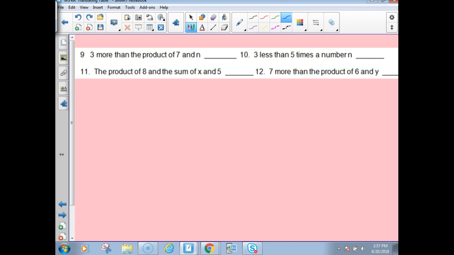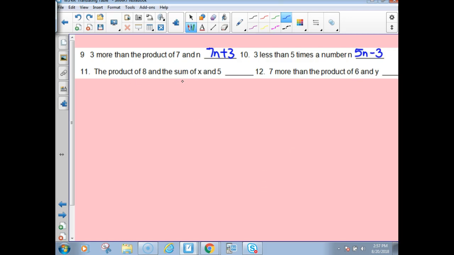Someone want to do 9 for me? Tell me what 9 should read. Luca? 7n plus 3. And that is in literal order. Good. 10. 3 less than 5 times the number n. It has to be in a certain order. Laura? Great. 5n minus 3. The 5n must come first.